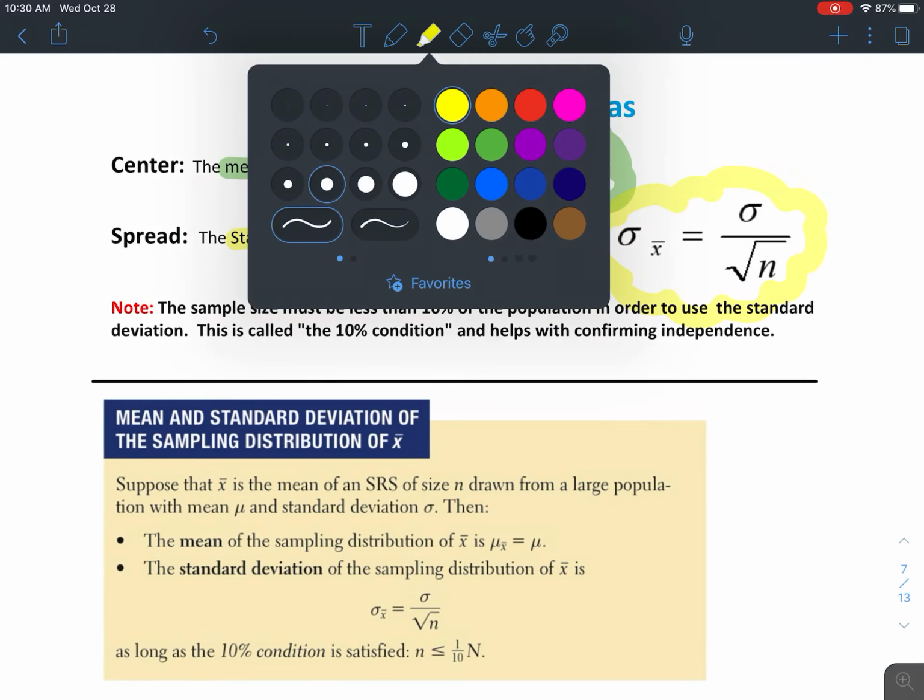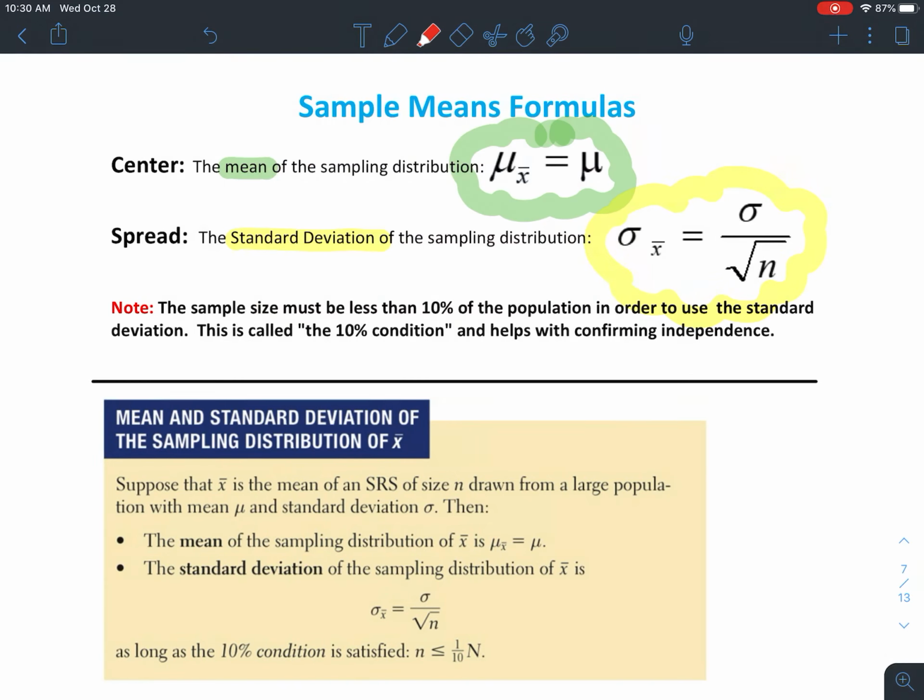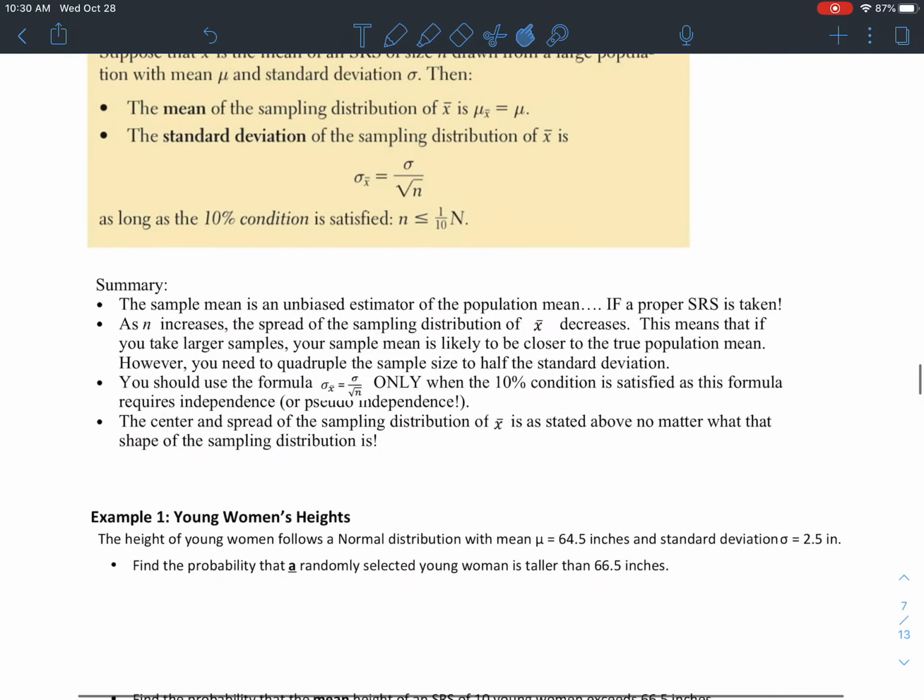Okay, now remember, when we are talking about finding the standard deviation, this is the 10% condition. The sample size must be less than 10% of your population in order for you to use this formula here. Okay, that's the 10% condition. A couple things I'm just going to highlight here underneath.